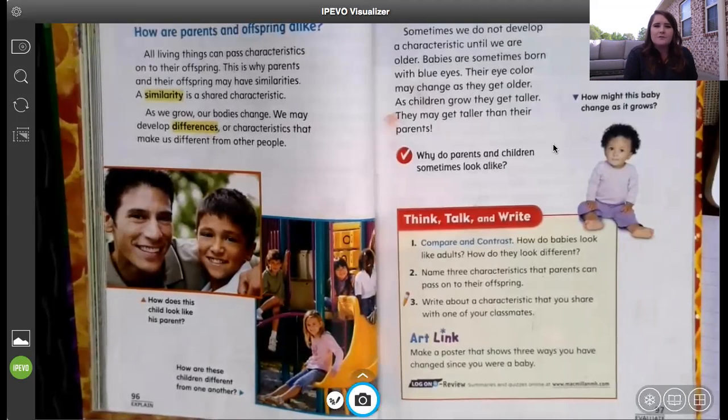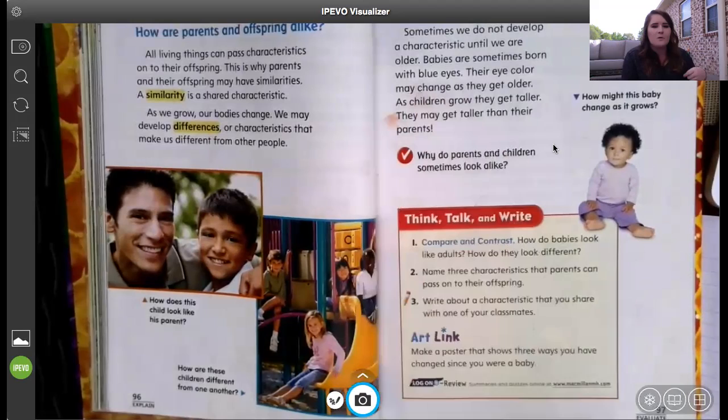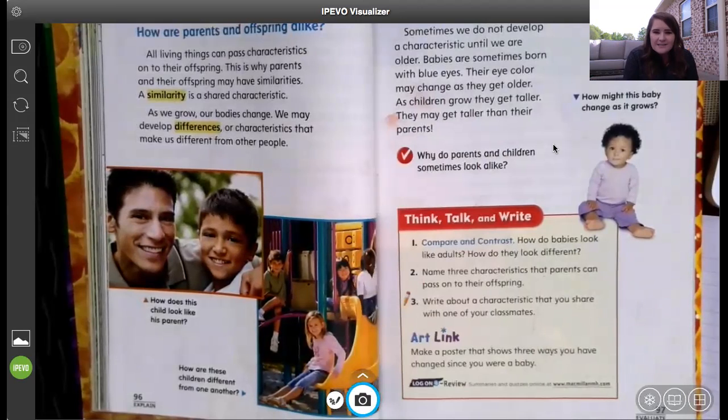Sometimes we do not develop a characteristic until we are older. Babies are sometimes born with blue eyes. Their eye color may change as they get older. As children grow, they get taller. They may get taller than their parents.